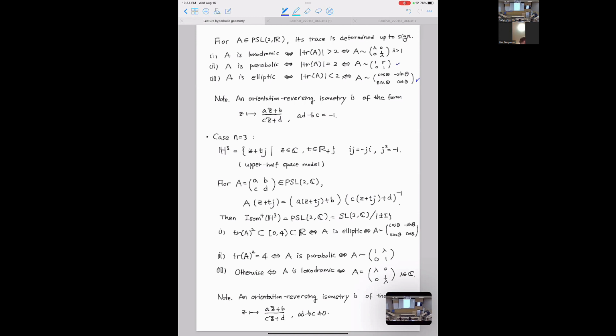Okay, and in the n equals 3 case, you can also think of the upper half space model by using quaternion numbers, so this j is a quaternion number. Then there is the action of PSL2C like the Möbius transformation in the hyperbolic plane case, and the orientation preserving isometry group is PSL2C. Okay, so in this case, you can also classify all isometries in terms of the trace.